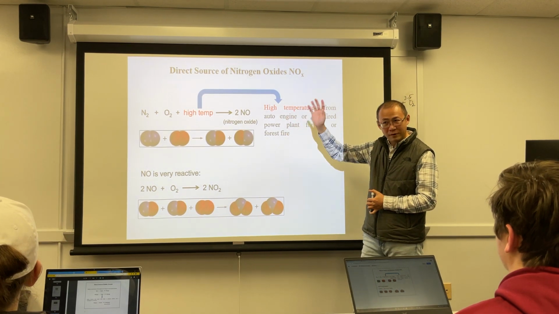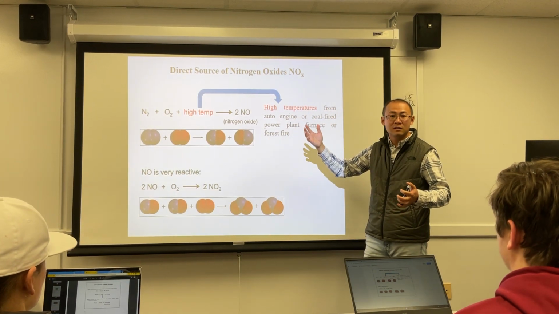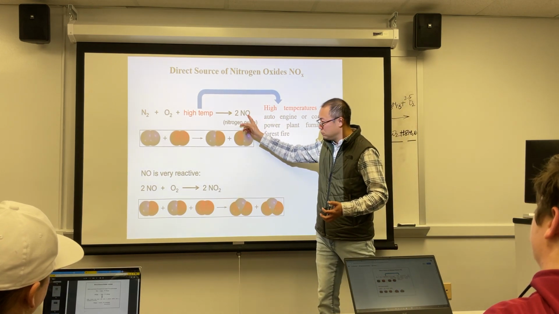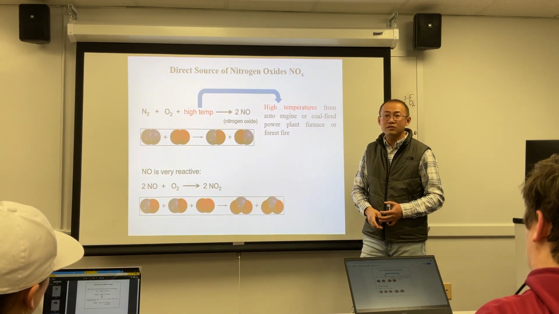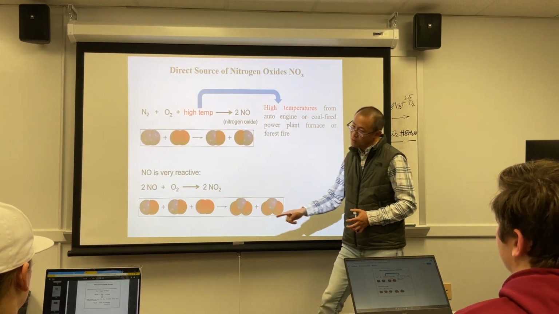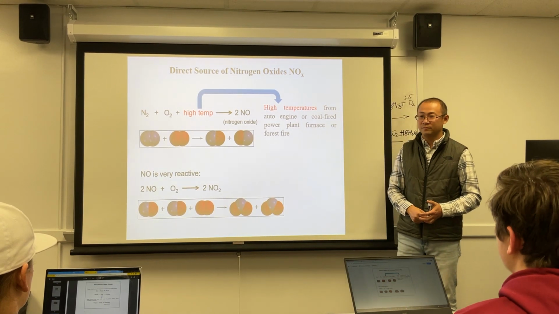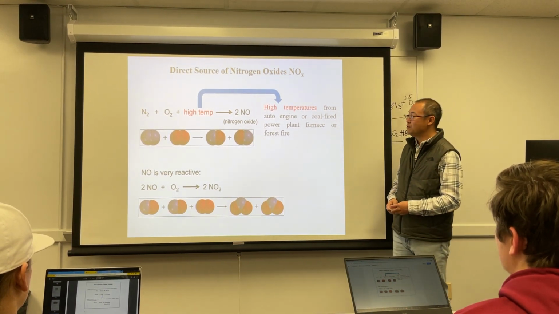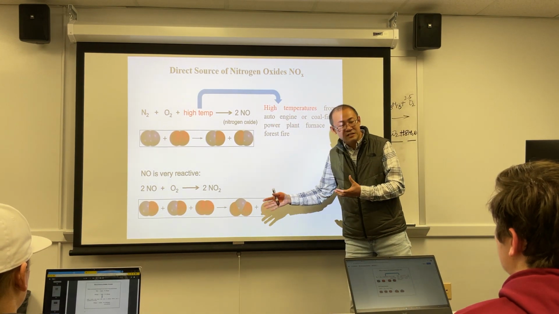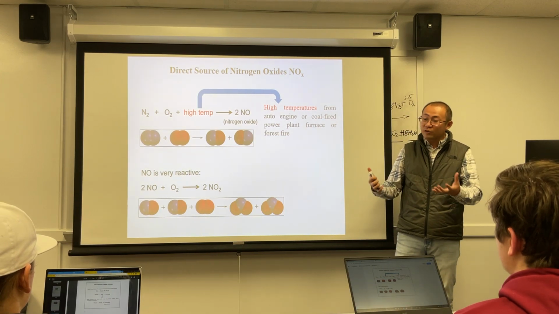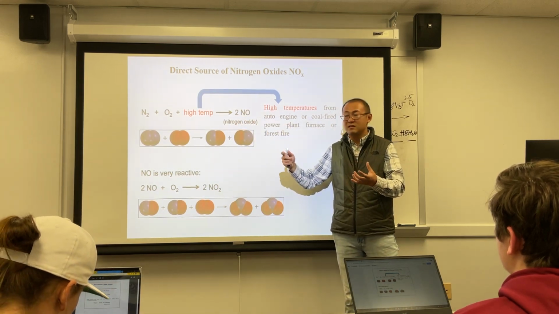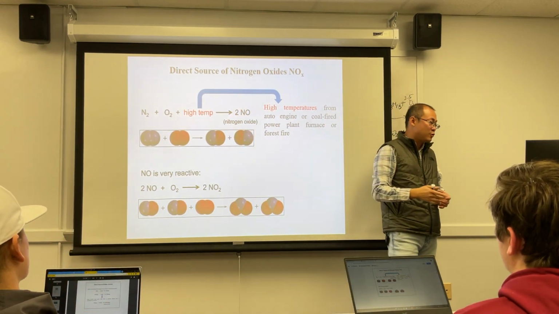Again, these two normally don't react. That's why we have nitrogen and oxygen as the main components in the air. And NO itself is also very reactive. It will further react with oxygen in the air to produce what? Nitrogen dioxide. So these two reactions show you why we have nitrogen oxide in the air. Even burning coal, which itself doesn't have a lot of nitrogen, why does it also produce nitrogen oxide? Because in a furnace, the high temperature always promotes the reaction between N2 and O2.